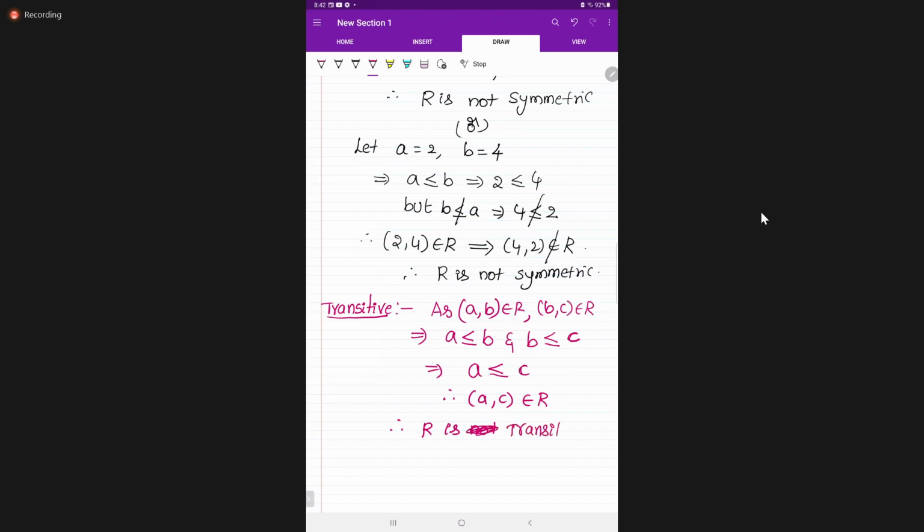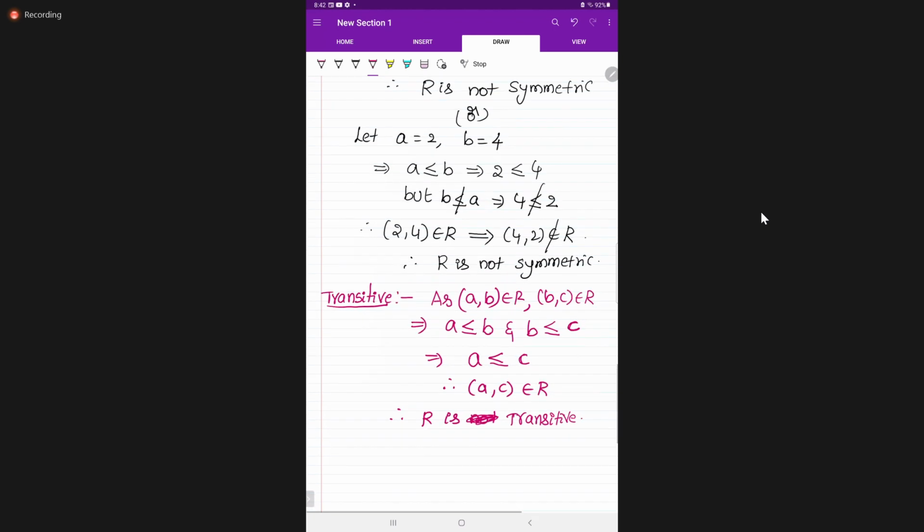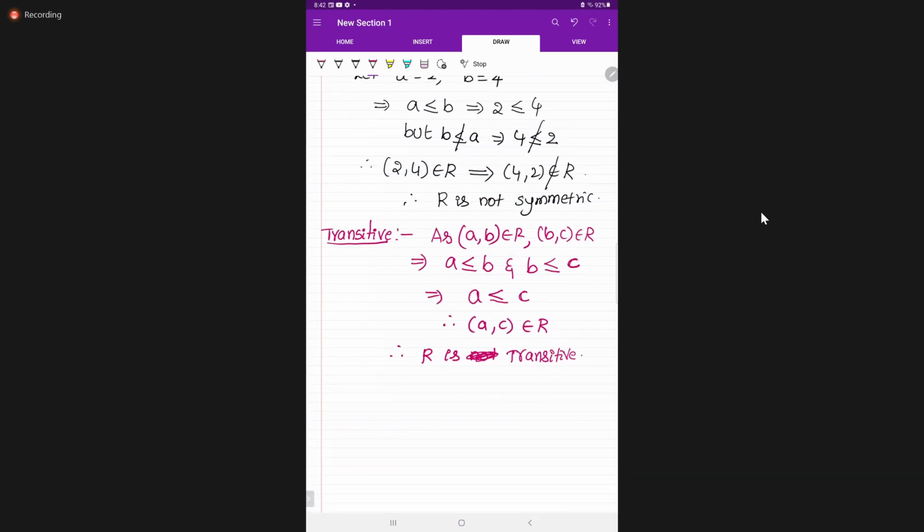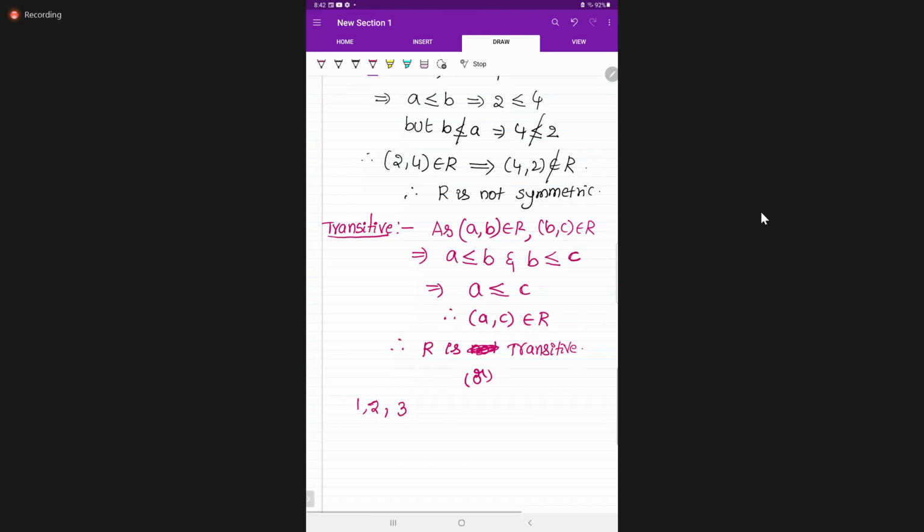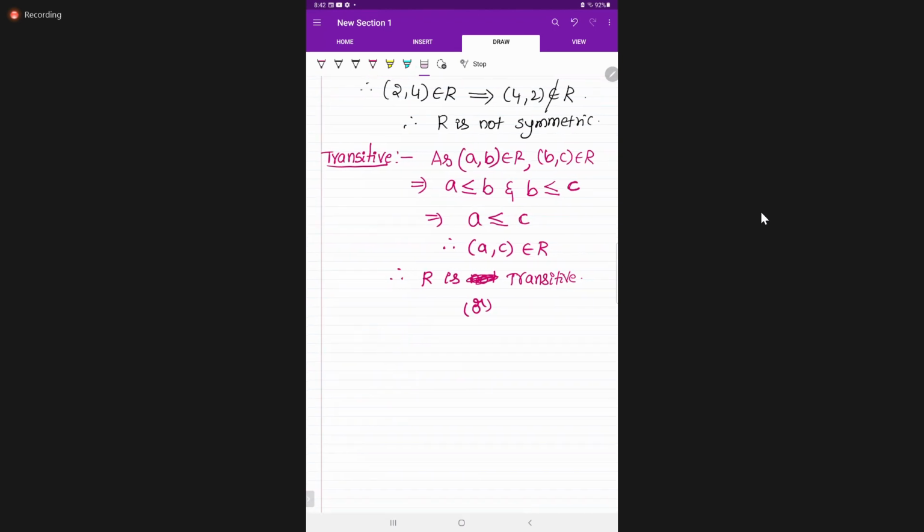Tell me an example, students. Please respond, all of you. For example, now I am taking 1, 2, 3. We need to check whether the values are possible or not. So a is equal to 1, b is equal to 2, and c is equal to 3.